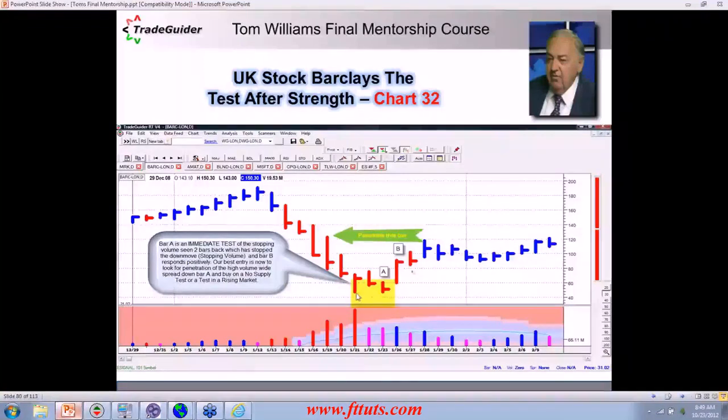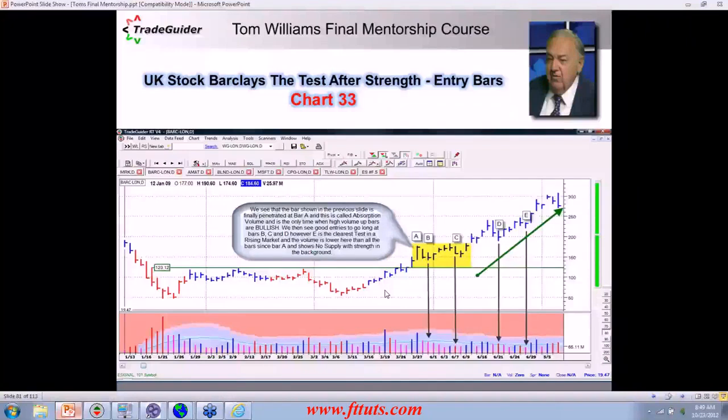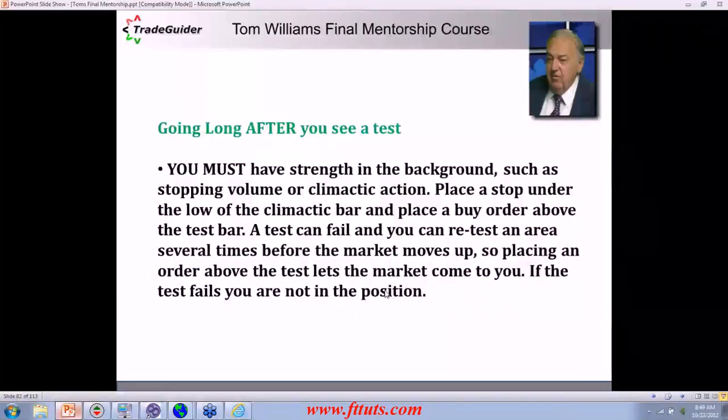So when we look for testing, it starts with ultra high volume, and then the low volume into the same area is professionals testing for supply. Here on this example, we see multiple tests in a rising market. Remember, tests work best in a rising market. They work best when there's strength in the background. And my favourite setup was indeed the test in a rising market. You see these happening a lot. So when you see a test, you must have strength in the background, such as stopping volume or climactic action. Place a stop under the low of that.